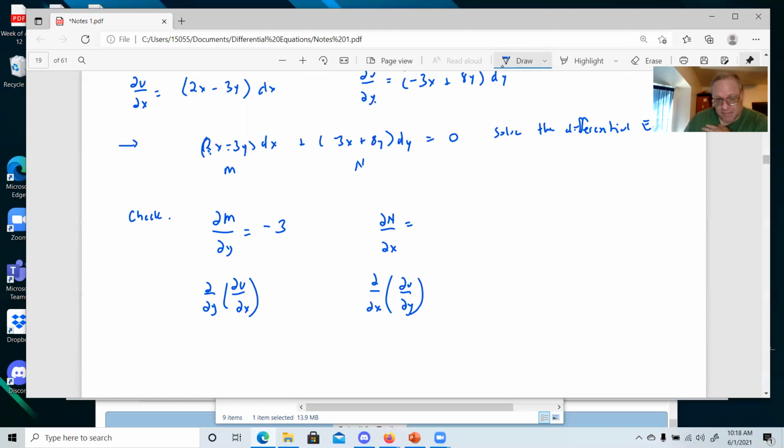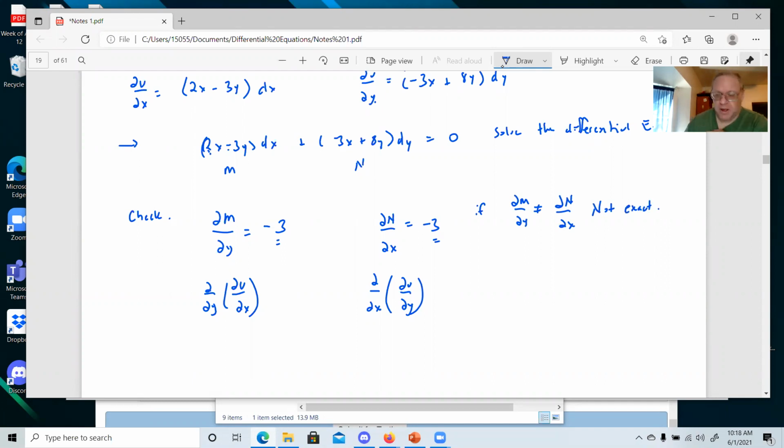So dN by dx, we're taking the derivative here with respect to x, so that's going to be negative 3. The 8y, with respect to x, is not going to do anything for us, so that's 0. Hey, these are the same. You have to check. If dM dy is not the same as dN dx, you're done. It's not exact.